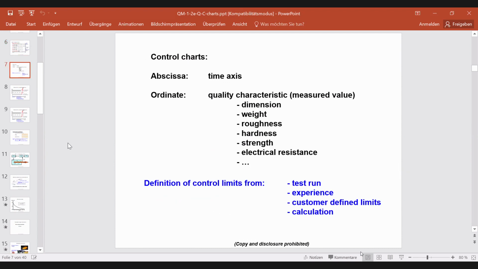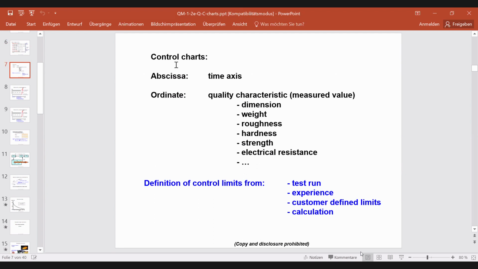On the abscissa of the quality control chart, there is the time axis. And as I told you, there is no rule when to take a sample out of the production. You can do this every 2 hours. You can do this every 4 hours. Mostly they do it 1 time a shift or 2 times a shift. And then they take out the sample of, let's say, 3 parts or 5 parts. And then they do the measurements.